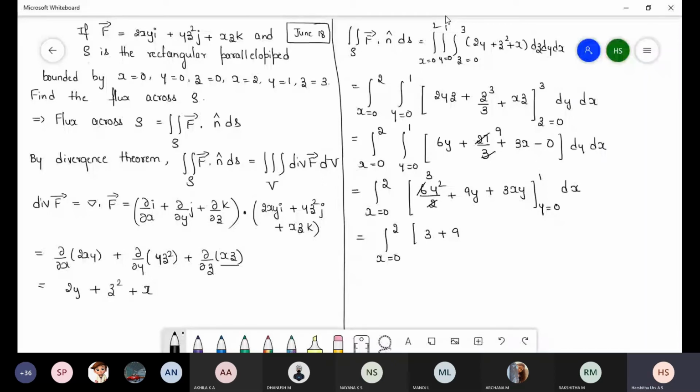So again do the integration. So 3 plus 9 is 12. 12 with respect to x means 12x plus 3 into the integration of x, which is x square by 2, with x from 0 to 2. So 12 2s are 24 plus 3 into 2 square, which is 4, 4 by 2, 2 2s are 4. So 24 plus 6. So we got 30. 30 is the answer.